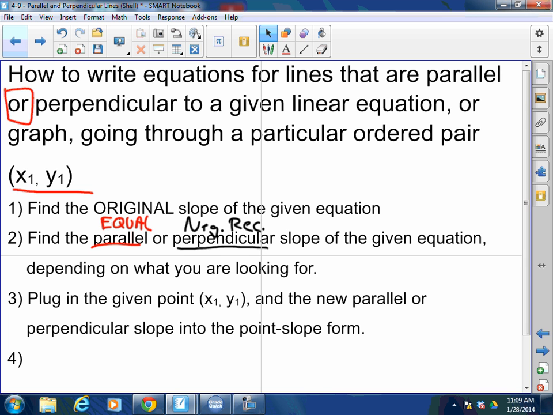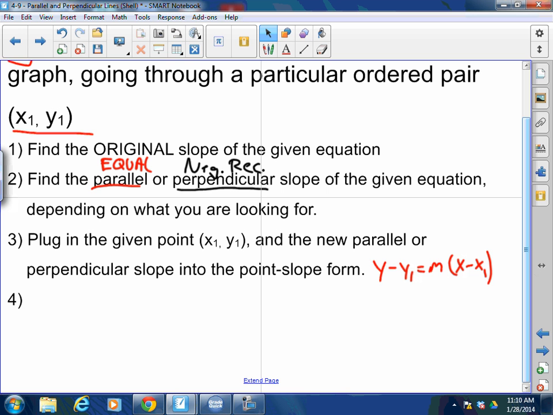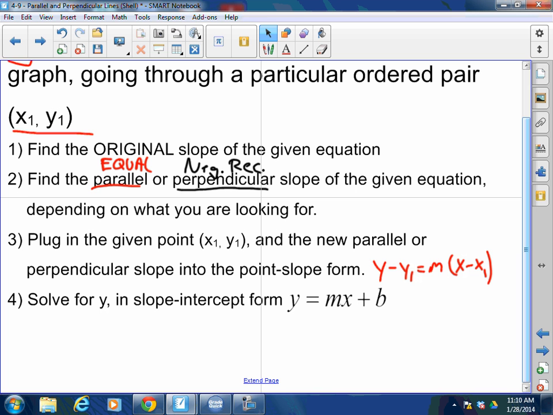Number 3, this is the easy part now. We have all done this. We know how to write an equation once we have a given point and a slope. So you plug in the given point, x1, y1. They will always give you enough information so you have at least one point. And the new parallel or perpendicular slope into point slope form. Remember point slope form, we just went over it, is y minus y1 equals m times x minus x1. Step 4, solve for y into slope intercept form, y equals mx plus b, and guess what? You are done.